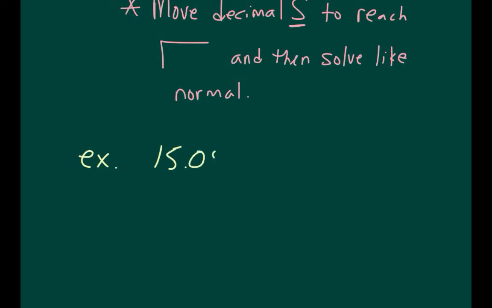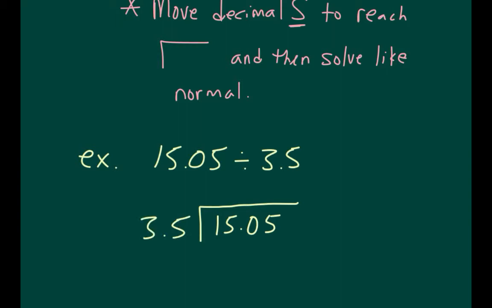So if I were to try this one first, so say I have 15.05 divided by 3.5. So 15.05 divided by 3.5. If I'm going to put that into the long division problem, what goes inside that bracket? What has to go over here? My 3.5 or my 15.05? Yep, 15.05. Then that second number, the divisor, goes out in front, 3.5.